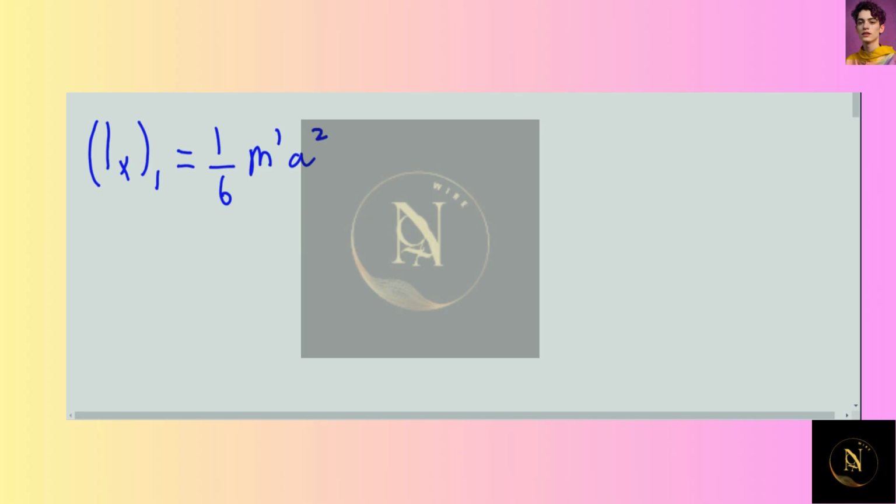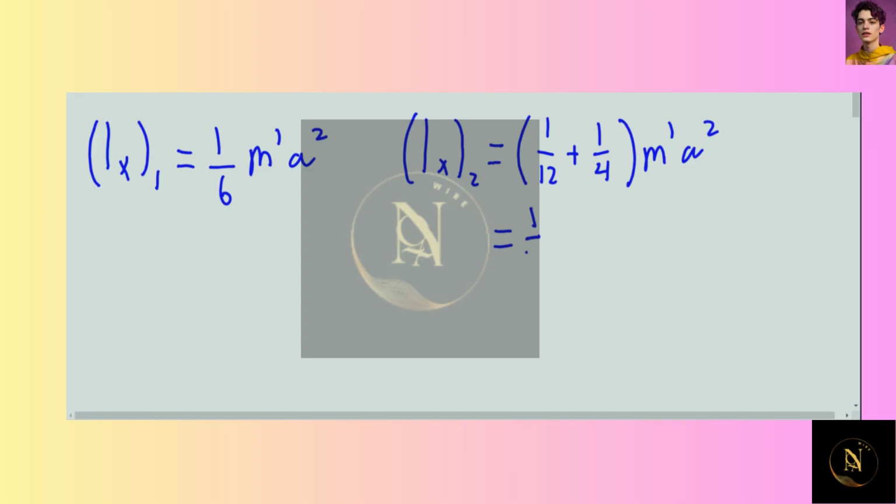And next we're going to write the formula for the moment of inertia for a side perpendicular to either the y or z axes. I'll label that as I of x2, since this is with respect to the x-axis. So we can write that as 1 over 12 plus 1 over 4 times m prime times a squared. And we can simplify it as 1 over 3 times m prime times a squared.